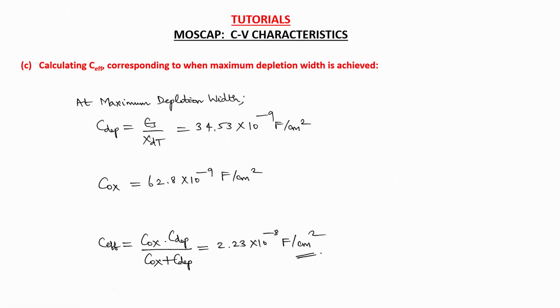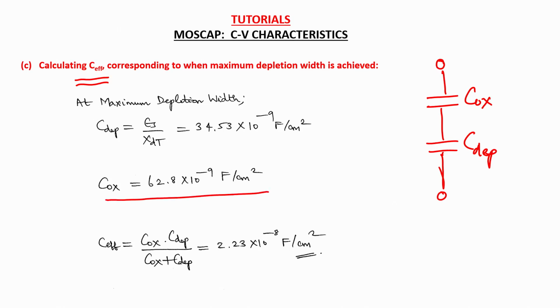And in the last part of the question, you are asked to calculate the effective capacitance, C effective, corresponding to when maximum depletion width is achieved. So when you recollect your MOS capacitor, you can see that it is nothing but a series combination of 2 capacitances, which is Cox here and C depletion. So these 2 capacitors come together in series in a MOS capacitor. Already we know the unit area capacitance Cox, calculated in the earlier section of this problem, and we need to calculate what C depletion is now.